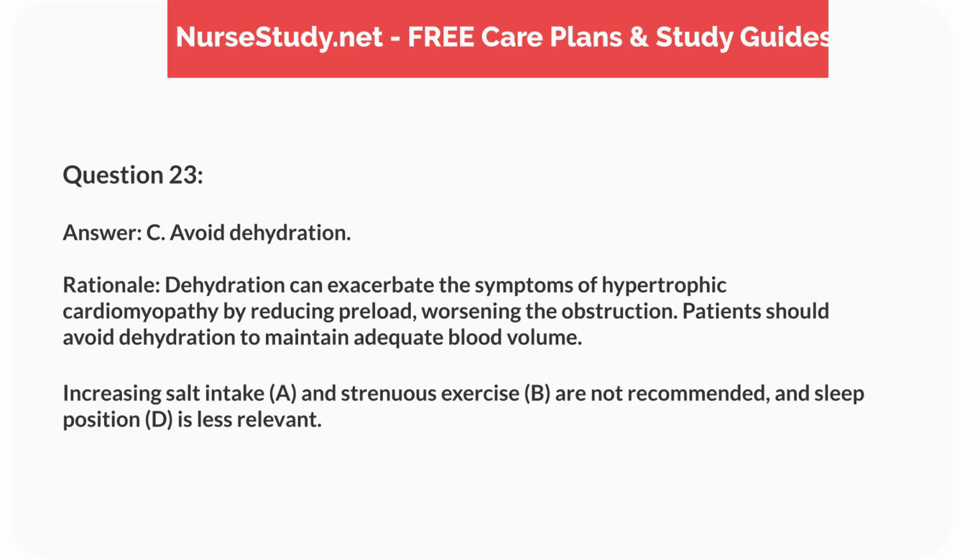Answer: C. Avoid dehydration. Rationale: dehydration can exacerbate the symptoms of hypertrophic cardiomyopathy by reducing preload, worsening the obstruction. Patients should avoid dehydration to maintain adequate blood volume. Increasing salt intake, A, and strenuous exercise, B, are not recommended, and sleep position, D, is less relevant.